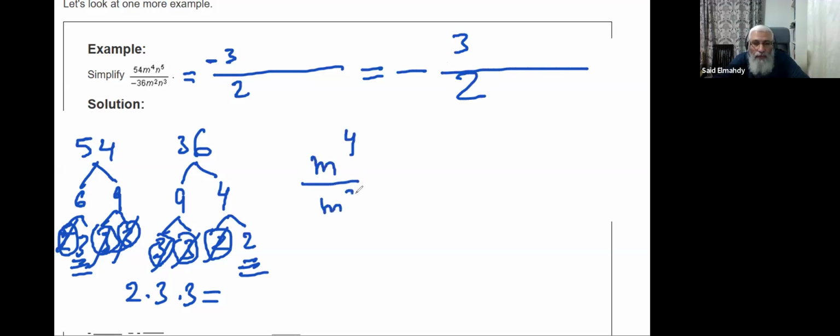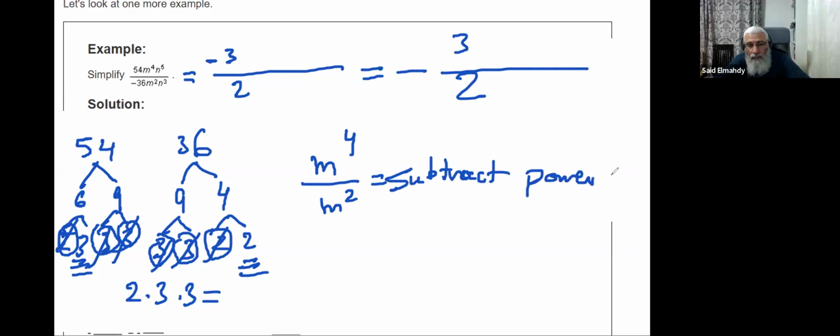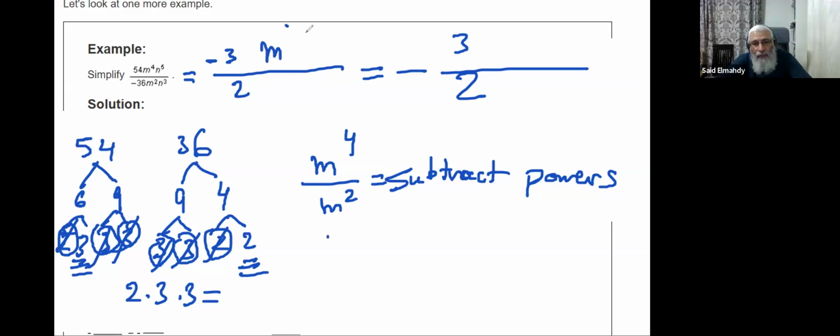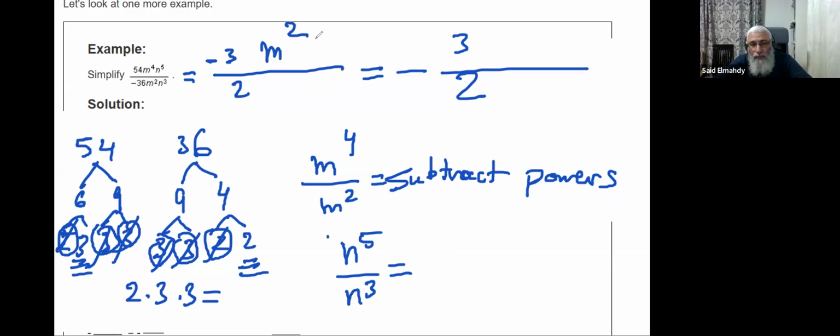M power 4 divided by m power 2 is equal to what? M to the power 2. Yes, okay. m power 4 divided by m power 2 leaves a remainder of m power 2. And what about n power 5 divided by n power 3? Divided by n power 3, there's 2 remainder too. Yes, n power 2. That's it. This is the answer.